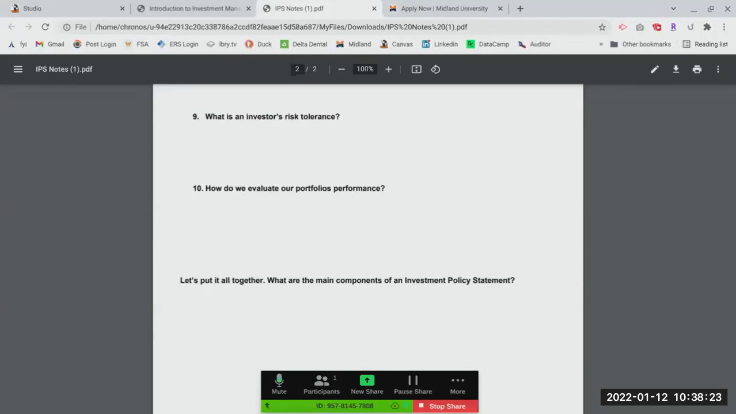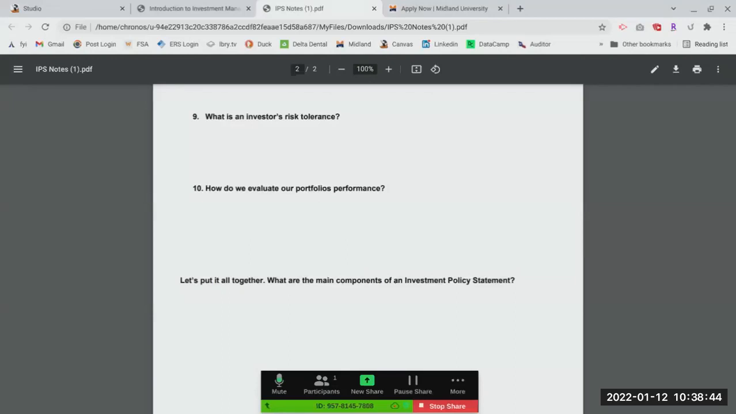Generally, entrepreneurs and people who are used to taking risks are okay with taking more risk, whereas people who have steadily worked a 9 to 5 type job and steadily accumulated their wealth over time have a lower risk tolerance. How do we evaluate our portfolio's performance?